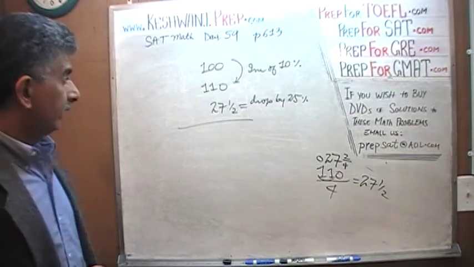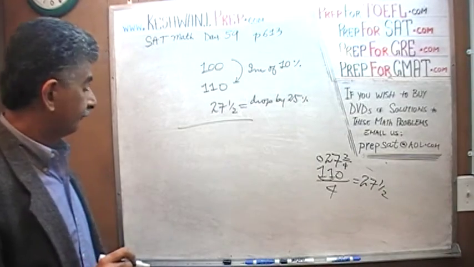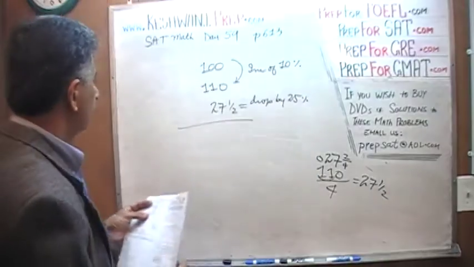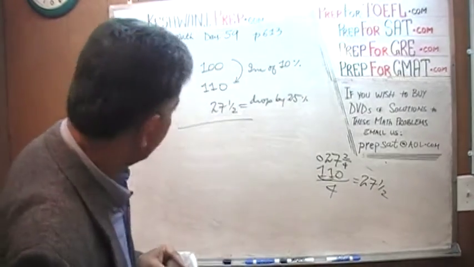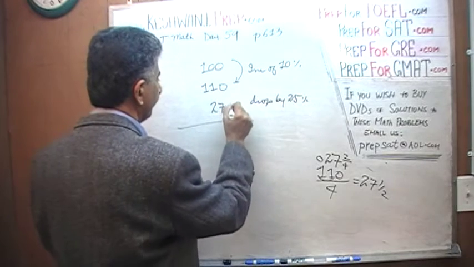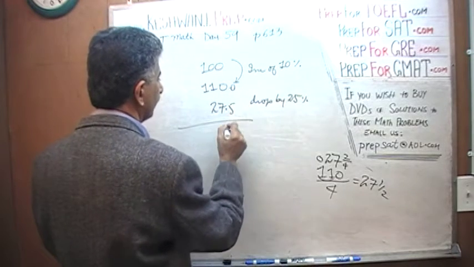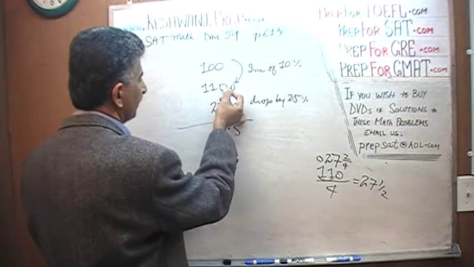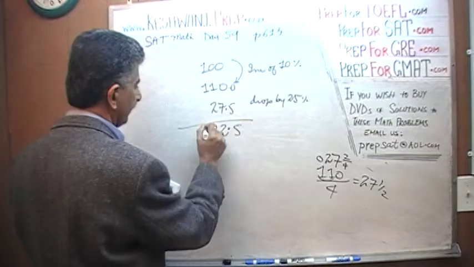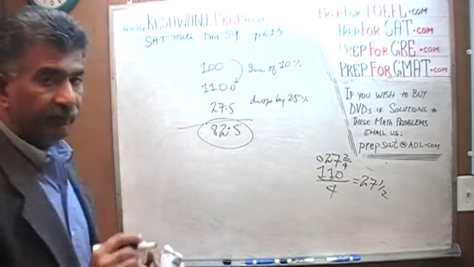What is 110 minus 27.5? Let's do it. I should have put it in decimal, it would have been easier. So that's 5. This becomes 9. 9 minus 7 is 2. And this is 10 minus 2 is 8. There you go. It's 82.5%.